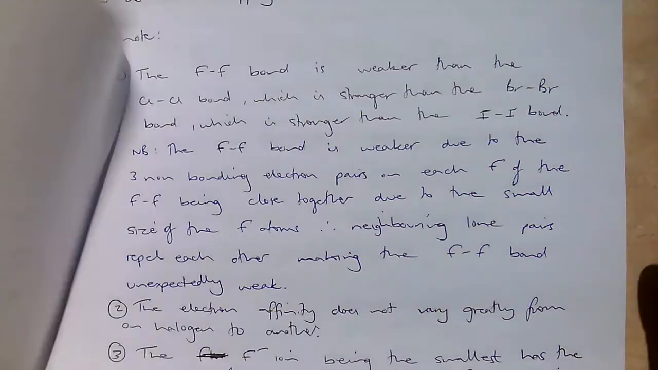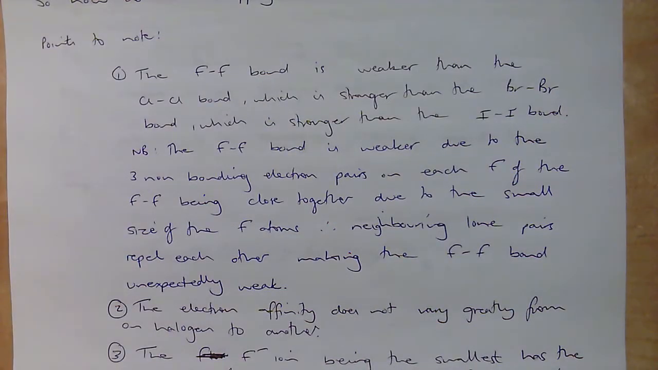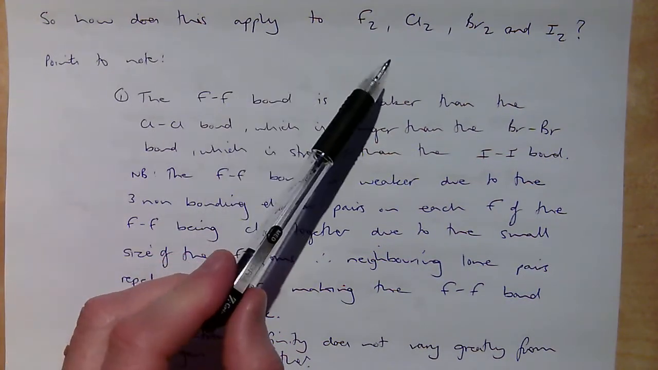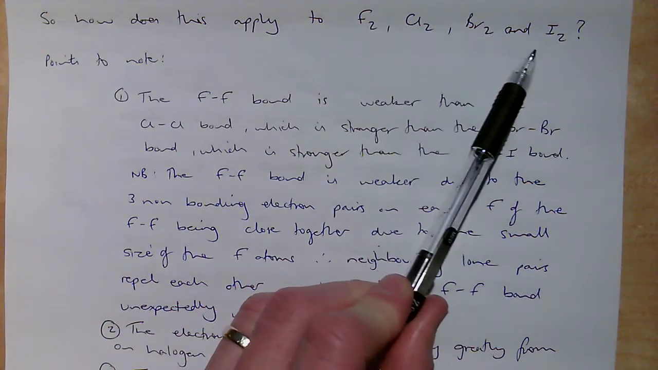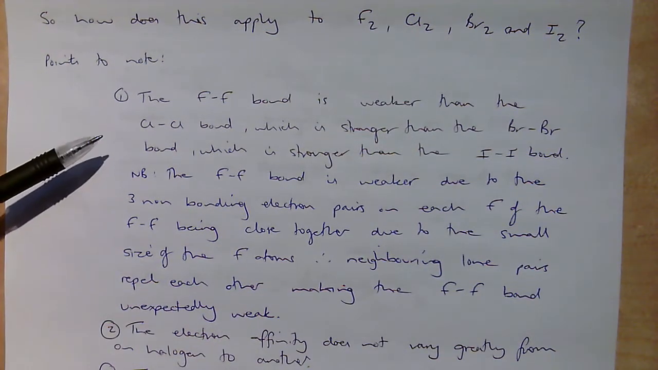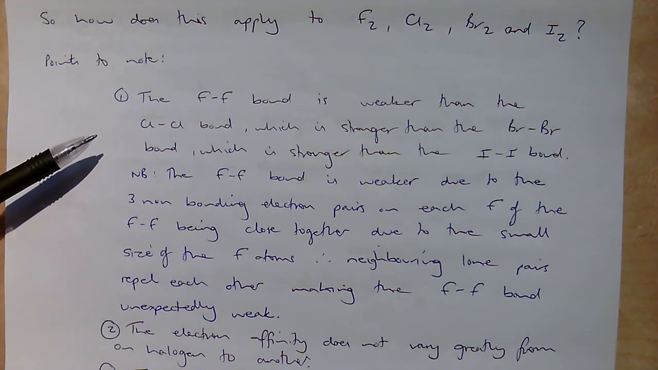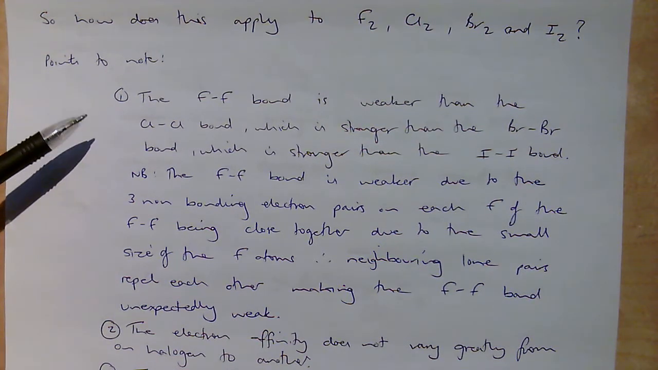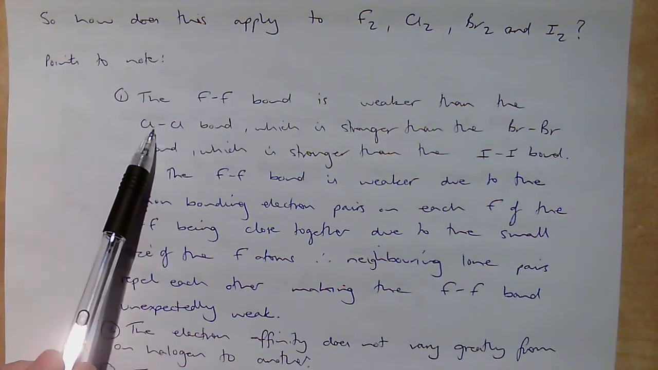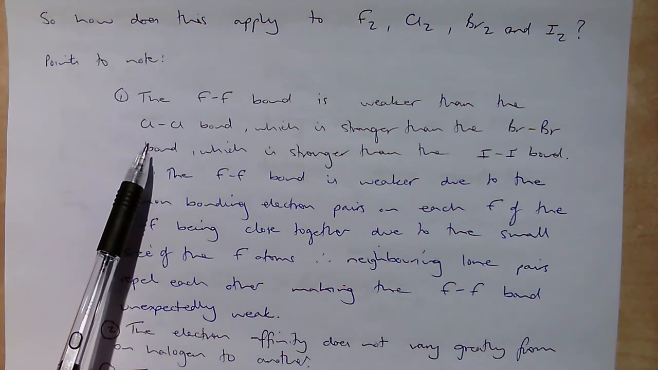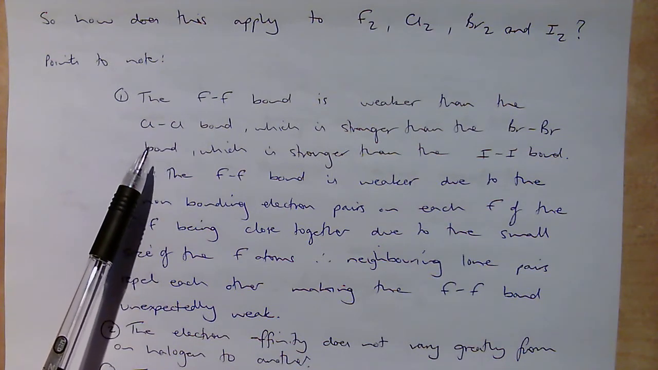So let's now apply this to F2, Cl2, Br2 and I2. How does this apply to F2, Cl2, Br2 and I2? And these are the key points to note. There is a general trend as you go down group 7, because generally as atoms get bigger, the covalent bond in the halogen molecule should get weaker, because the bond gets longer, therefore it's going to be a little bit weaker.